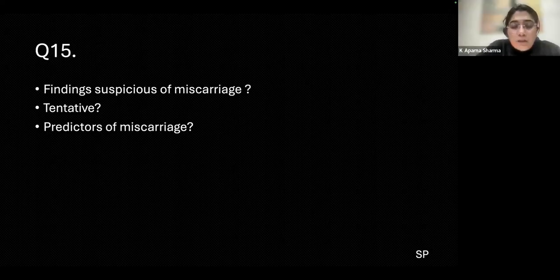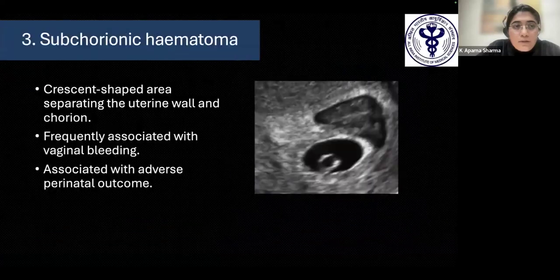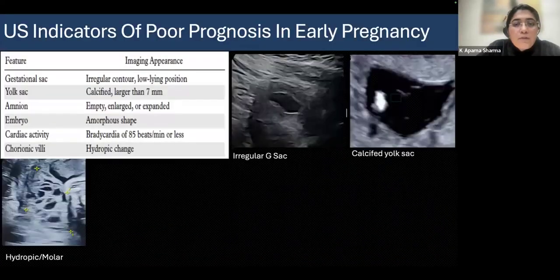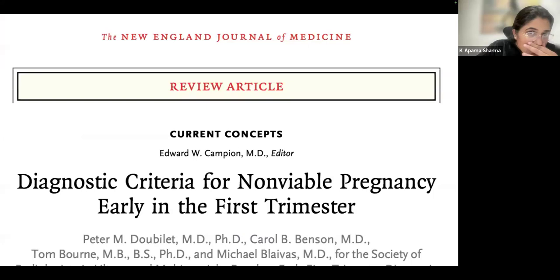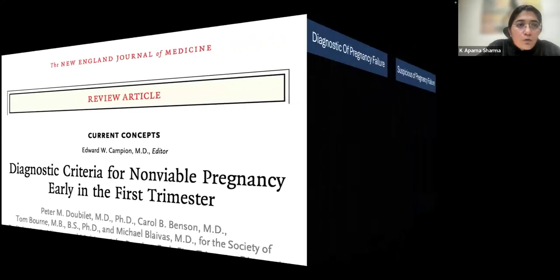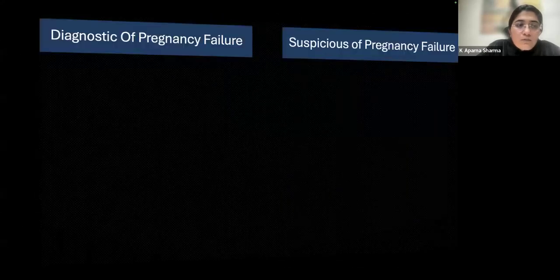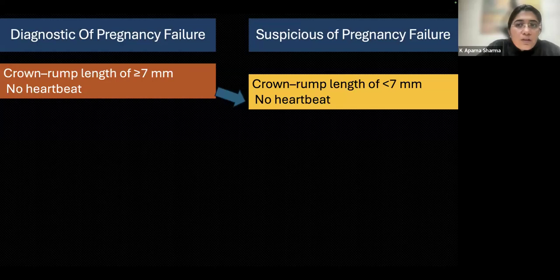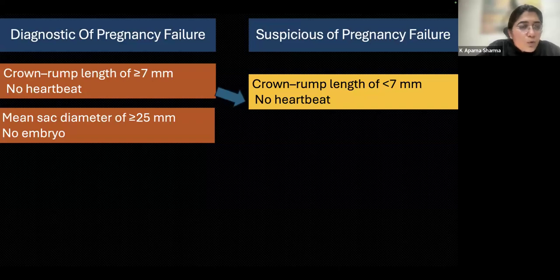Yes, so I think very nicely said. And so basically, when we talk about this, we refer to the NEJM article, and most of our references are coming from there, where the diagnostic criteria, like you mentioned, for non-viable pregnancy early in the first trimester. So, like you said, CRL of more than 7 with no heartbeat. The corresponding suspicious finding for pregnancy failure would be CRL of less than 7 with no heartbeat. The diameter of more than 25 with no embryo.